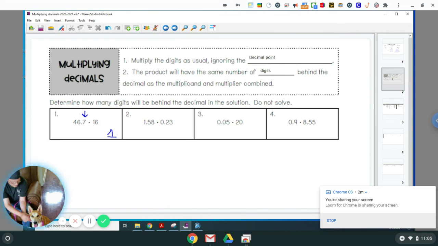Okay, this one is slightly different. This one has 1, 2 in the first one, 3, 4. So in total, you have 4 digits behind the decimal, 2 in the first number and 2 in the second one. So 2 plus 2 is 4. Okay, so we're going to try this one. There's 1, 2, and then 20 has none. So you just have 2 digits behind the decimal place. So you always count how many digits are behind the decimal, and that's how many digits will be behind the decimal for your solution.